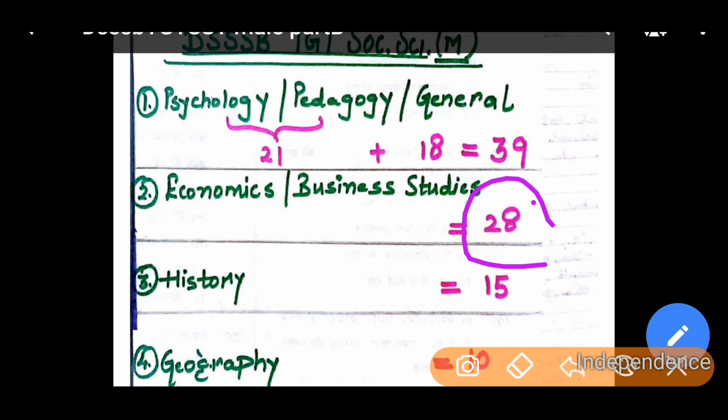So yes, we cannot ignore this big section. Economics is a must.